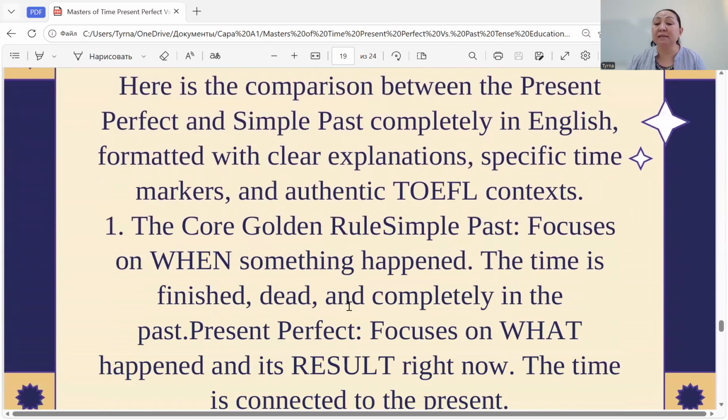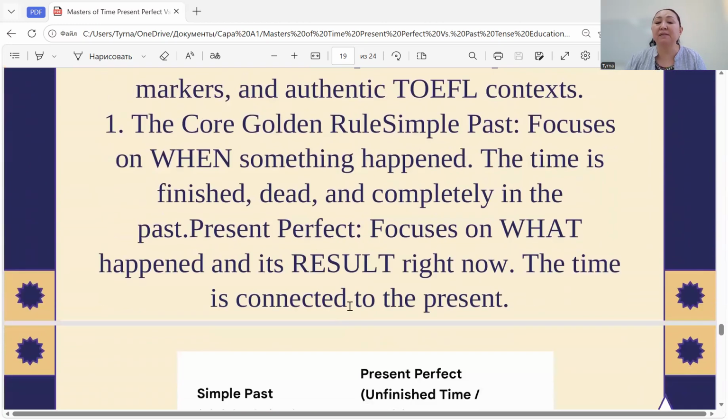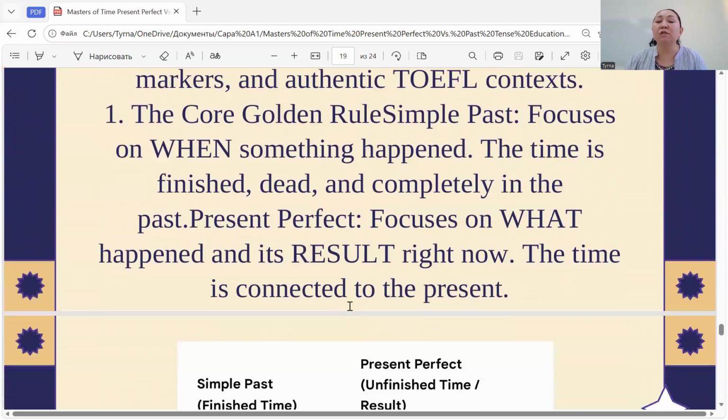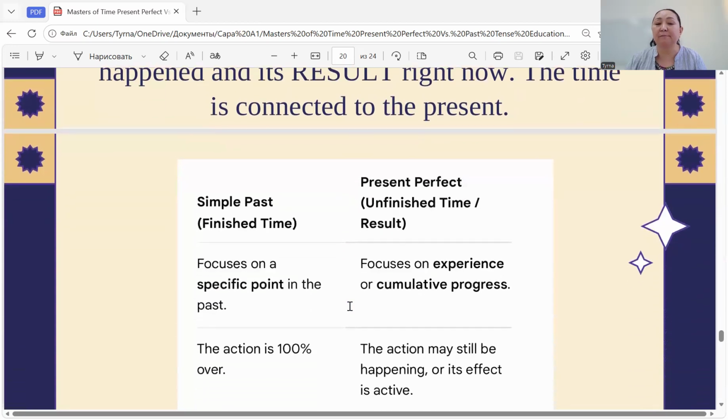Here is the comparison between the present perfect and simple past, completely in English, formatted with clear explanation, specific time markers, and authentic TOEFL context. The core golden rule: simple past focuses on when something happened. The time is finished, dead, and completely in the past. Present perfect focuses on what happened and its result right now. The time is connected to the present.